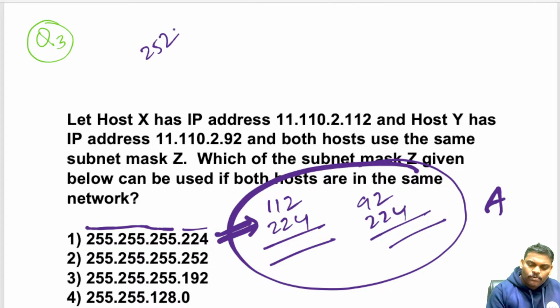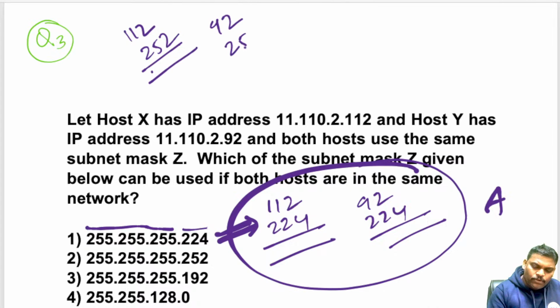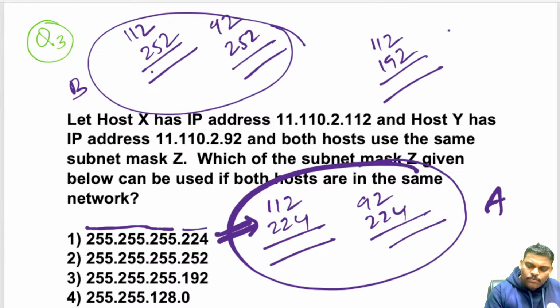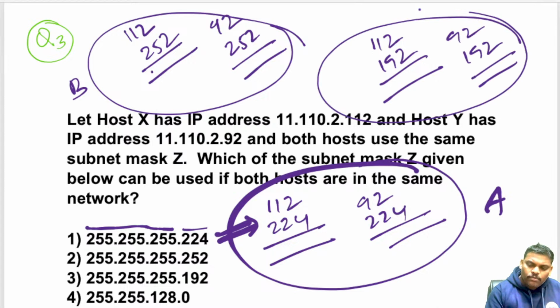Second option, 252, 224. Second option is 112, 252. 92, 252. It is the second option. Check properly. Third option, 112, 192. 92, 192. Third option.